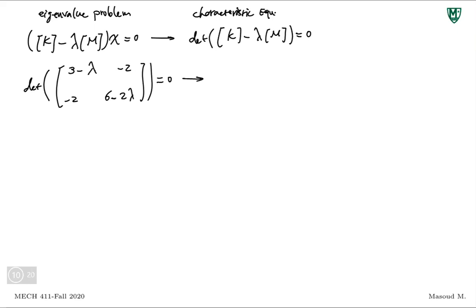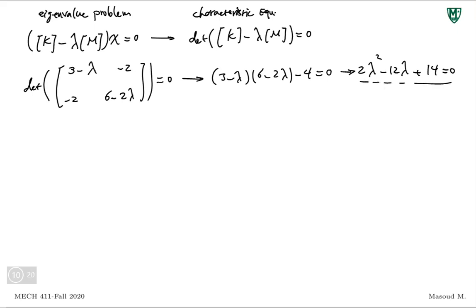The determinant of a 2 by 2 matrix, if you assume elements A, B, C, D, is AD minus BC. So that gives you (3 minus lambda)(6 minus 2 lambda) minus 4 is equal to 0. Let me make sure that I didn't make any mistake. No. If you move things around, you get a second order equation: 2 lambda squared minus 12 lambda plus 14 is equal to 0. This is your characteristic equation.